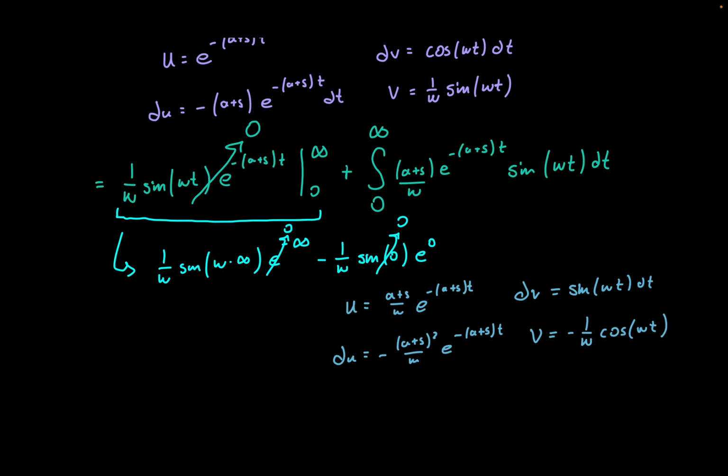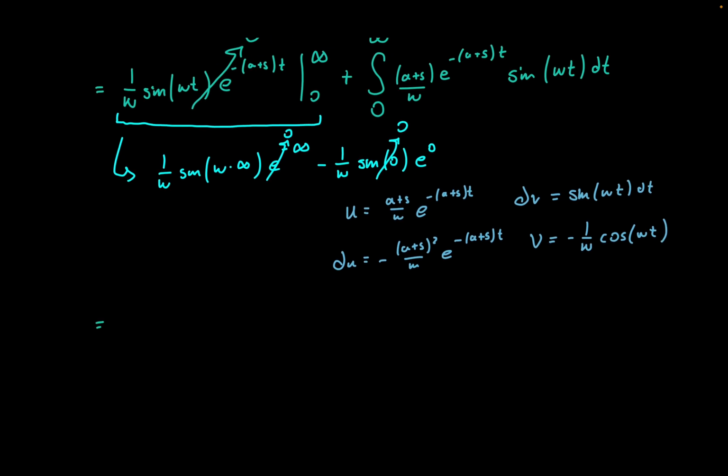So now, what we can do is pretty much the same thing. We multiply our u and our v together, and then evaluate going from 0 to infinity. In this case, we'll have negative (a plus s) divided by omega squared times cosine of omega t times e to the negative (a plus s) times t, evaluated from 0 to infinity. And this time, this term will not equal 0, so that'll come in handy later.